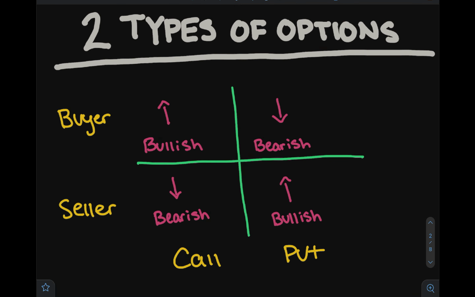So let's actually talk about the two types of options. As we can see here, there are buyers and sellers, and then you can do calls and puts. Someone buying a call is bullish on the stock. It's basically like owning the stock. You are buying Apple at 100 and your strike price is above that. You're hoping Apple goes up in price.